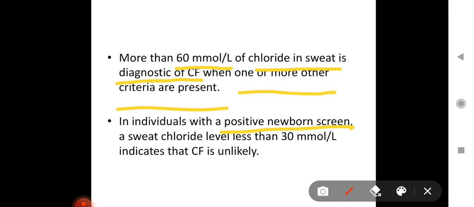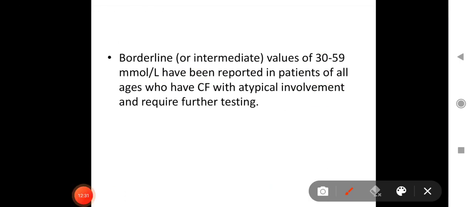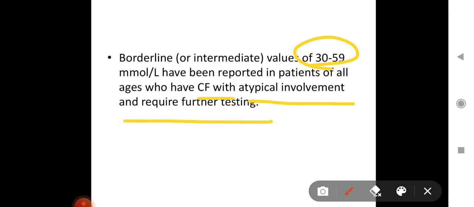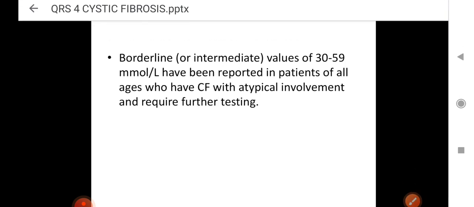An individual with a positive newborn screening but a sweat chloride level of less than 30 millimole per liter indicates that cystic fibrosis is unlikely. Even if the newborn tested positive in newborn screening for CF, if the sweat chloride level is less than 30, then cystic fibrosis is very unlikely. Now, what about borderline or intermediate values of 30 to 59? More than 60 is positive, less than 30 is negative. Now, what happens if the value is between 30 and 59? Then it is reported in patients of all ages who have cystic fibrosis with atypical involvement and require further testing. So this is known as an intermediate or borderline value. These values can be asked in MCQ exams.